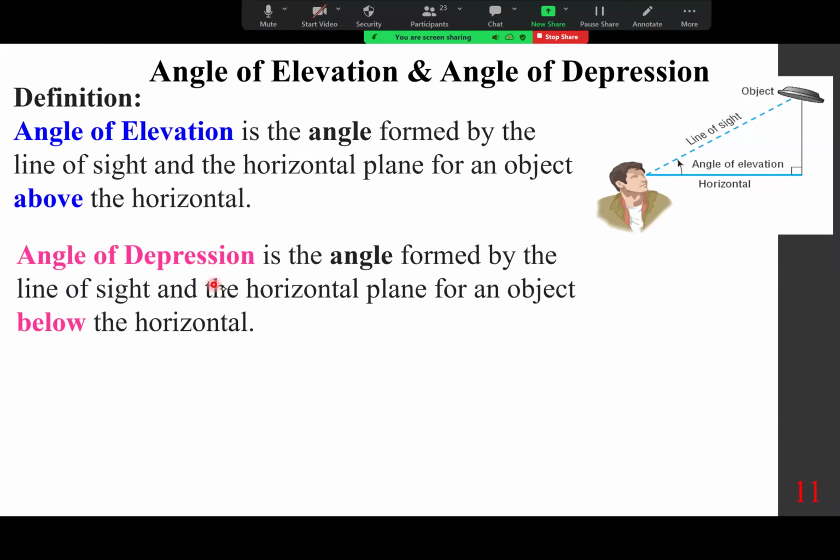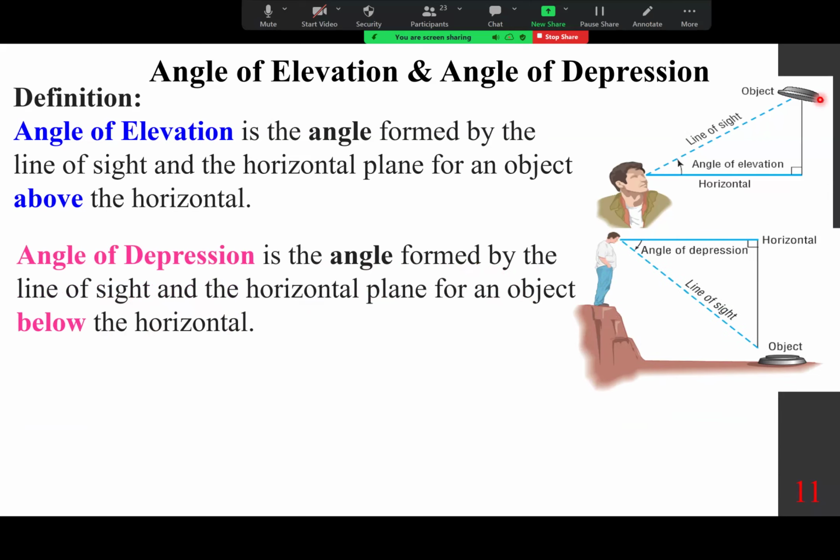Angle of depression is the angle formed by the line of sight and the horizontal plane for an object below the horizontal. So this was above, this is below. So here's your line of sight, here's the horizontal plane, and we are looking at the angle of depression this way, between the horizontal plane and the line of sight. Don't make a mistake. It's not this angle, it's this angle, this one, and the line of sight. Always the horizontal plane and the line of sight.